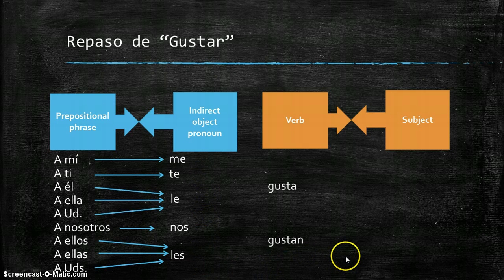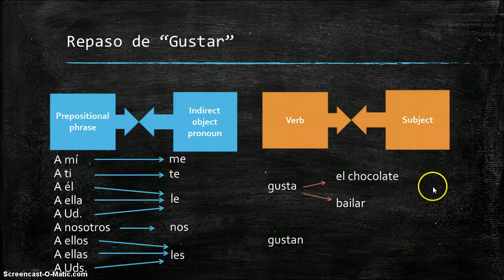For the verb, all that you need to be able to do for Spanish 1 is use the singular or the plural. Gusta and gustan. If you use the singular form, like for el chocolate, this is a singular subject. Remember that the subject comes at the end. It's a singular subject, so it takes a singular verb. Bailar is an infinitive. And if you use an infinitive, it will take the singular verb.